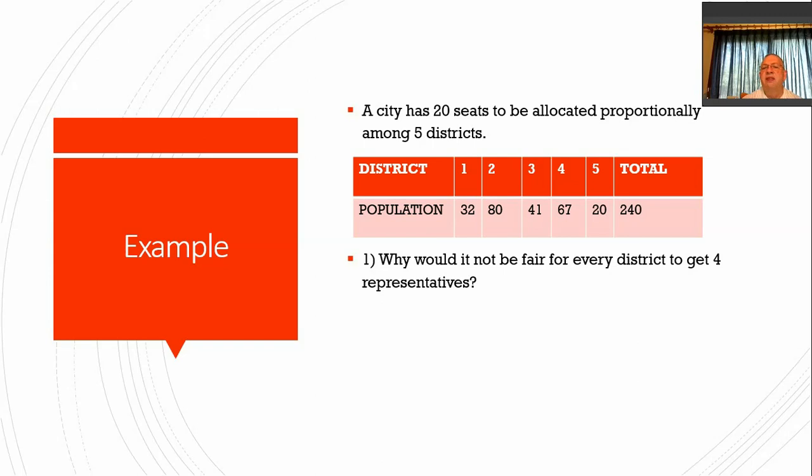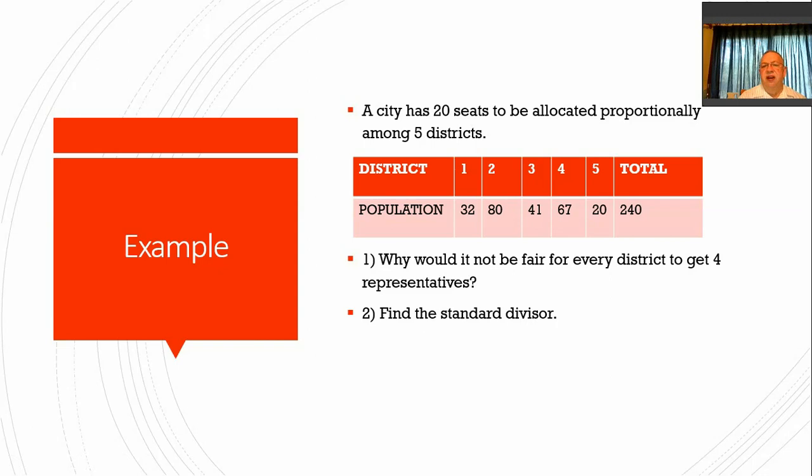So why would it not be fair for every district to get 4 representatives? That would be 4 times 5 is 20. Well, some of these have more population, so they should get more. It wouldn't be fair to them. It would be advantageous for District 5 with only 20, getting just as much say-so as the district with 80.